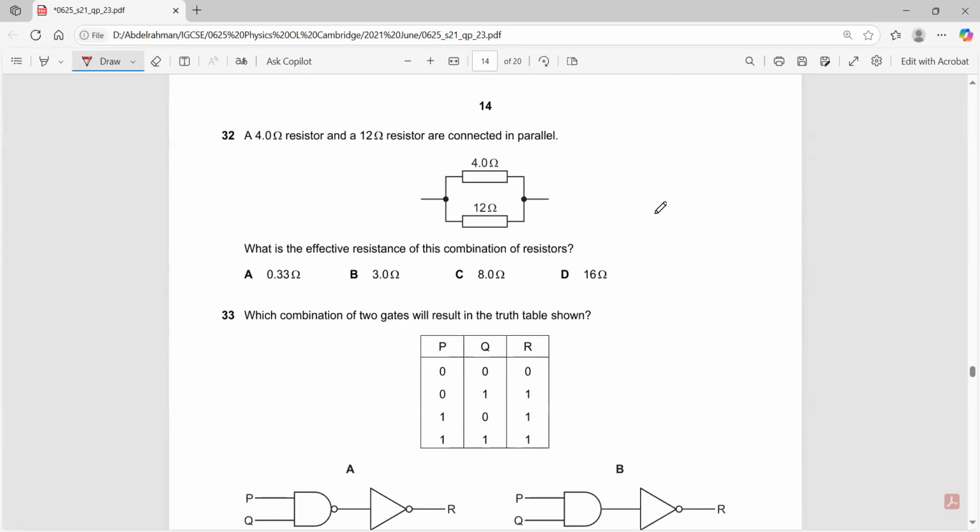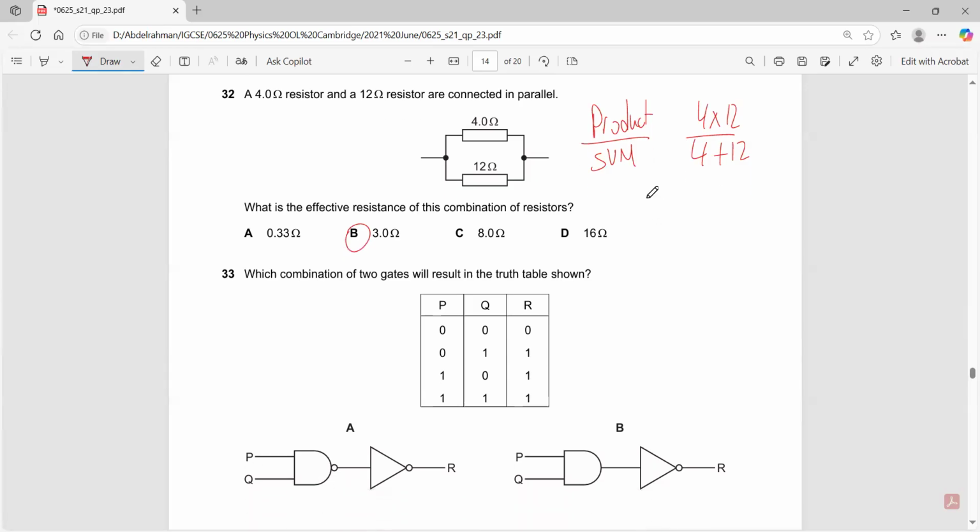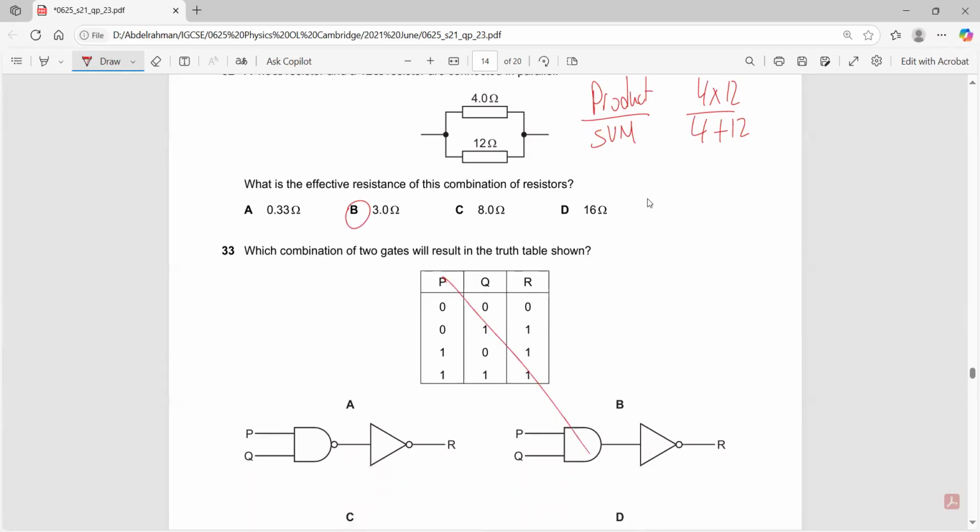What is the effective resistance of the combination of these resistors? Can I find it? Yes, product over sum, right? 4 times 12 over 4 plus 12. It has to be less than 4, less than the least resistor, which would be 3 ohms. Question 33 is cancelled.